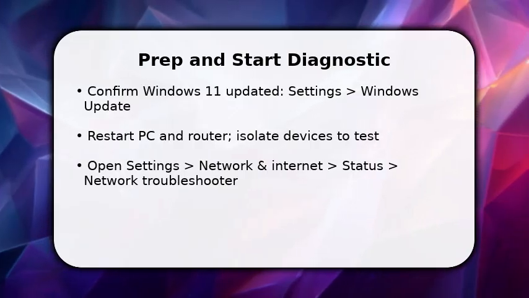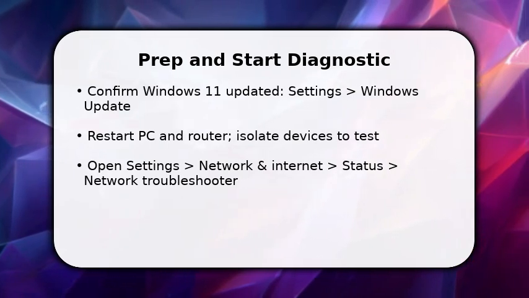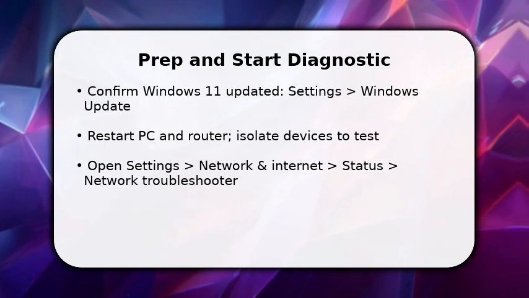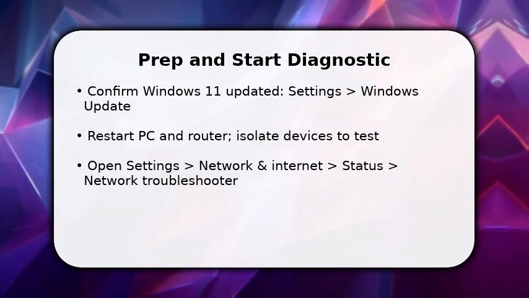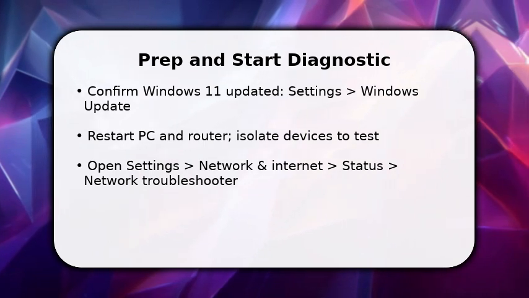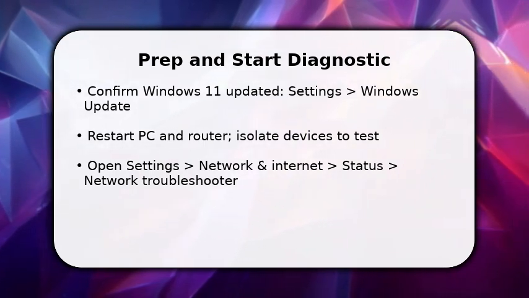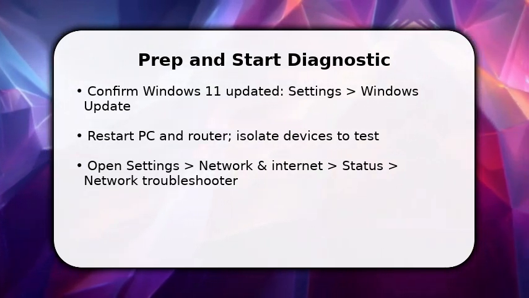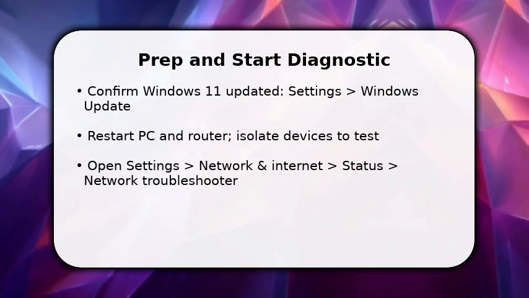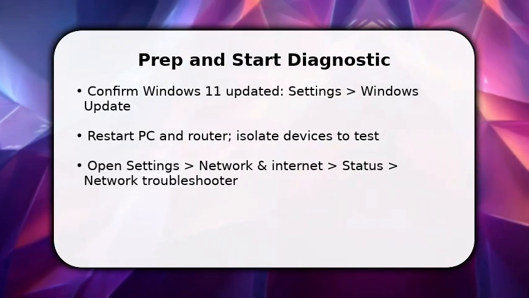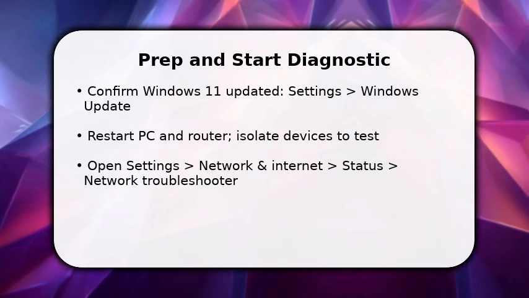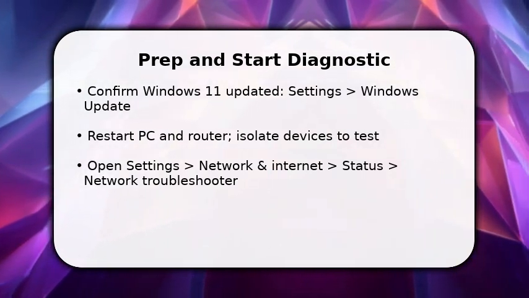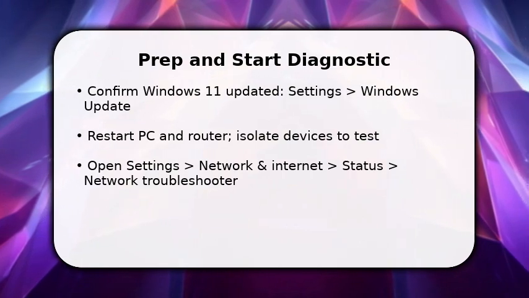You'll start by ensuring basic prerequisites are done so diagnostics give useful results. First, make sure Windows 11 is updated and reboot both your PC and router. This clears transient issues. Once done, disconnect other devices to reduce interference and open Settings, then Network and Internet, then Status to run the built-in troubleshooter. The tool detects driver, IP, and service problems automatically. Follow its suggested fixes, because they often resolve simple misconfigurations without deeper changes.